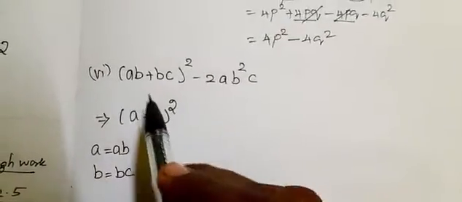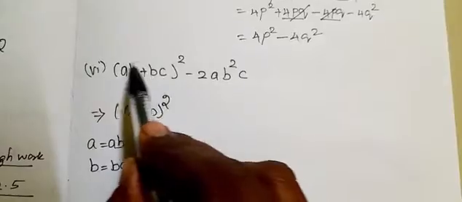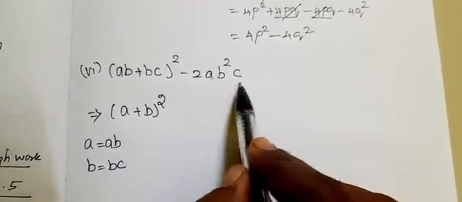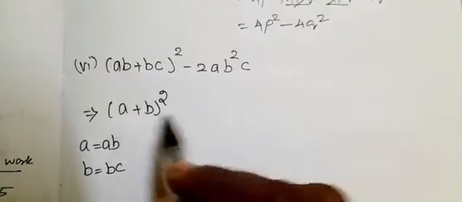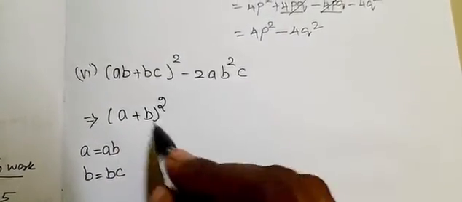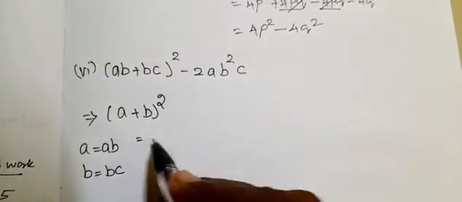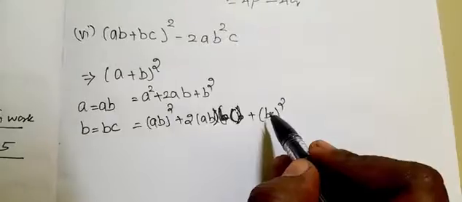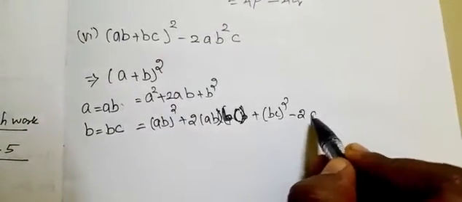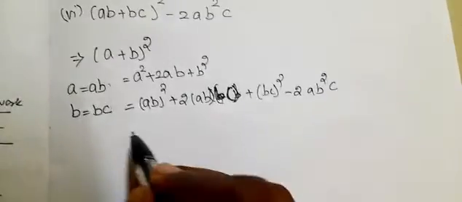For the sixth question, this first expression is in the form of (a plus b) whole square. This is the last term. We don't want to use any identities for this. So here the a value is ab, the b value is bc. So first we will expand this a square. All the ab values are substituted. Then the last term is minus 2ab square c.